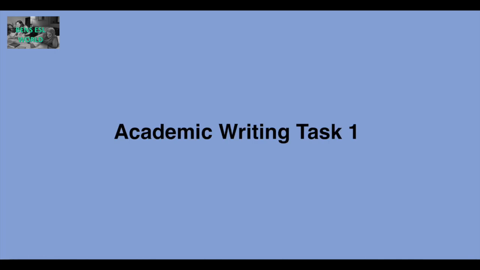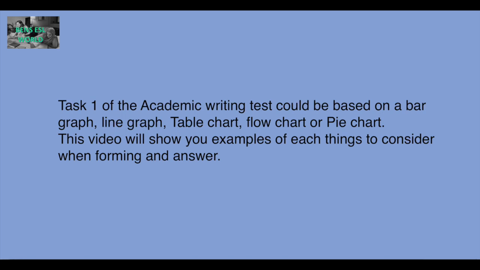Academic Writing Task 1. Task 1 of the academic writing test could be based on a bar graph, line graph, table chart, flow chart or pie chart. This video will show you examples of each, with things to consider when forming an answer.